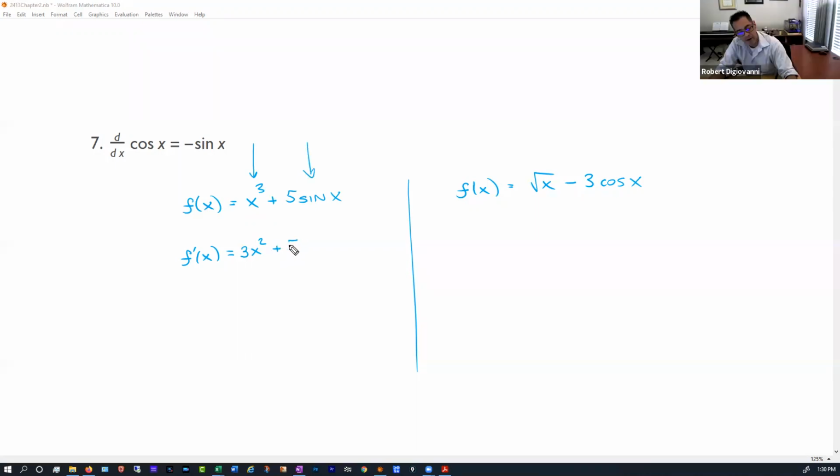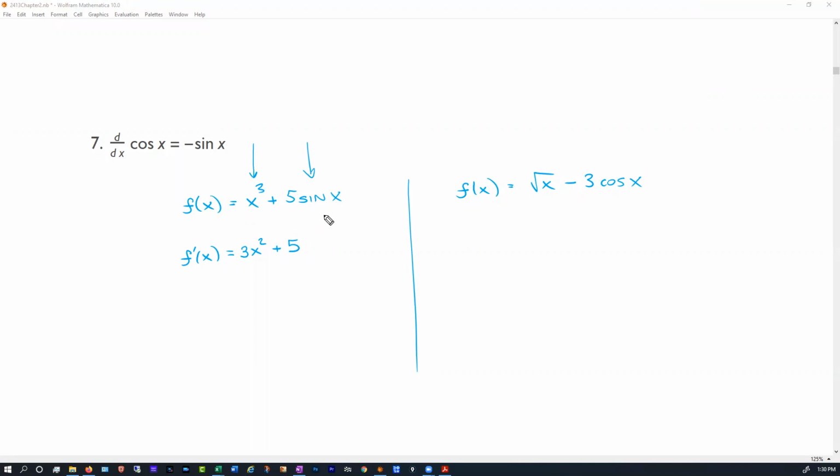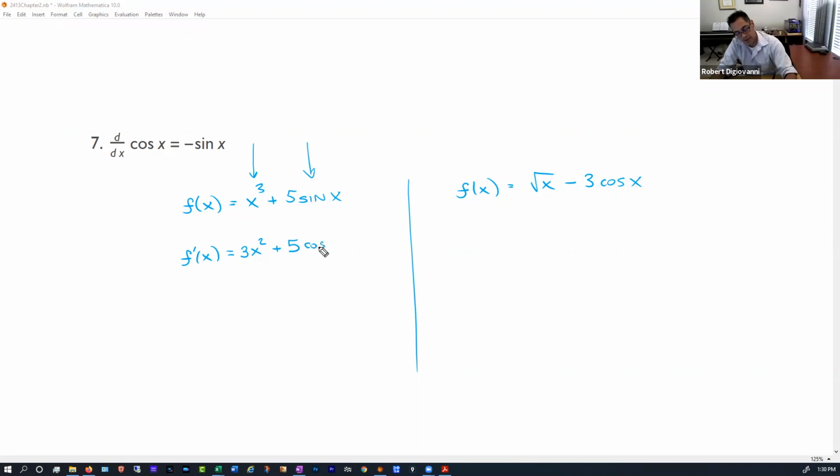Now, why is the derivative of 5 not 0? Because it's attached to something. It's attached to sine of x, right? So that's why it comes along for the ride. Okay, go ahead, keep going. And then the derivative of sine x is cosine of x. There it is. Done. Everyone got that?